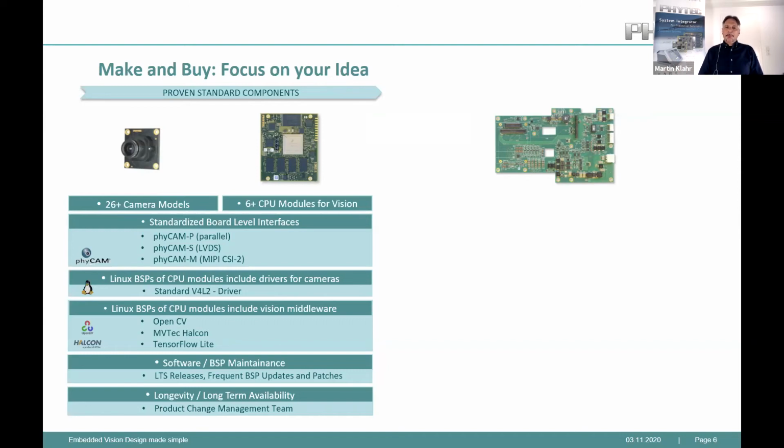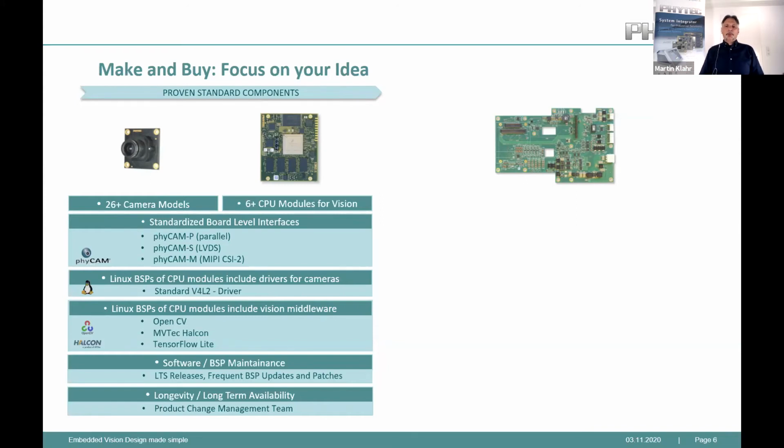And our software team keeps the board support package up to date. Typically, we issue LTS, that's long-term stable Linux releases, and provide update patches for that. A new service that I can already mention that we are starting right now is a so-called continuously maintained BSP. So you are always provided with the latest changes and updated on, let's say, almost a daily basis.